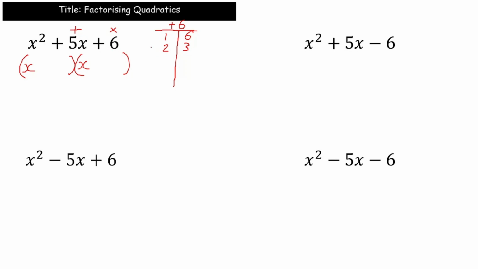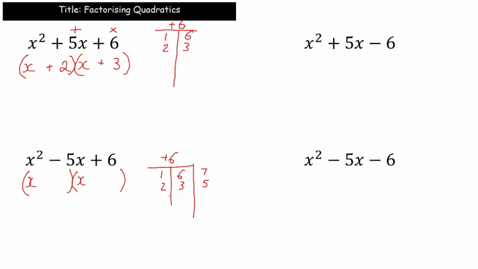Now, if you have a look, one of these that add up to 5 would be these two, 2 and 3, positive 2 and positive 3. But if we go down to this one here, same thing, x, but in this case it doesn't work, because 1 and 6, 2 and 3, when I add these up I get 7 and I get 5. But we have negative 5.